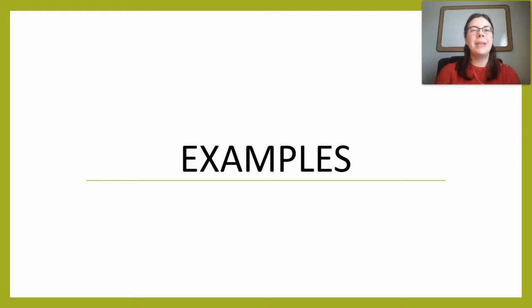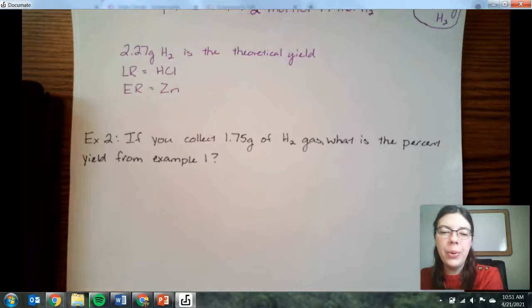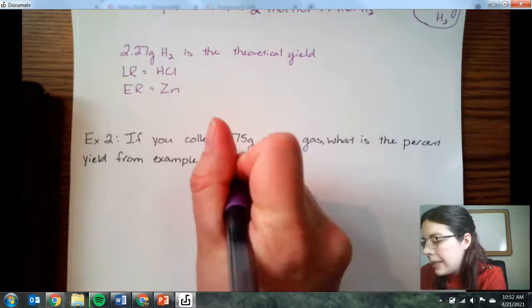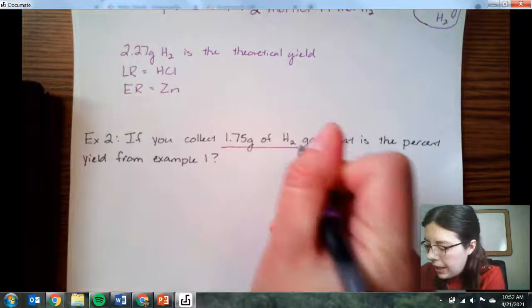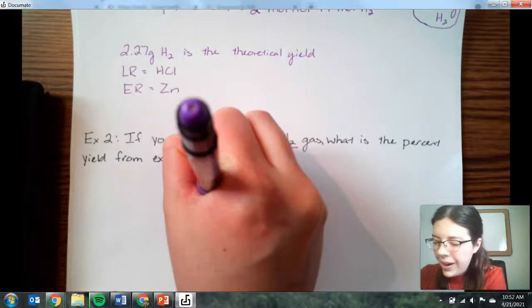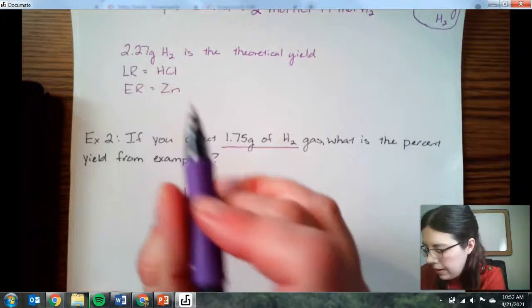Okay, so let's go ahead and try an example of percent yield. If you collect 1.75 grams of hydrogen gas, what is the percent yield from example 1? So remember, to find the percent yield, it is the actual yield over the theoretical yield. Well, the actual yield is given to us as 1.75 grams. The theoretical yield, that's what I calculated in that previous problem, so that was a 2.27.